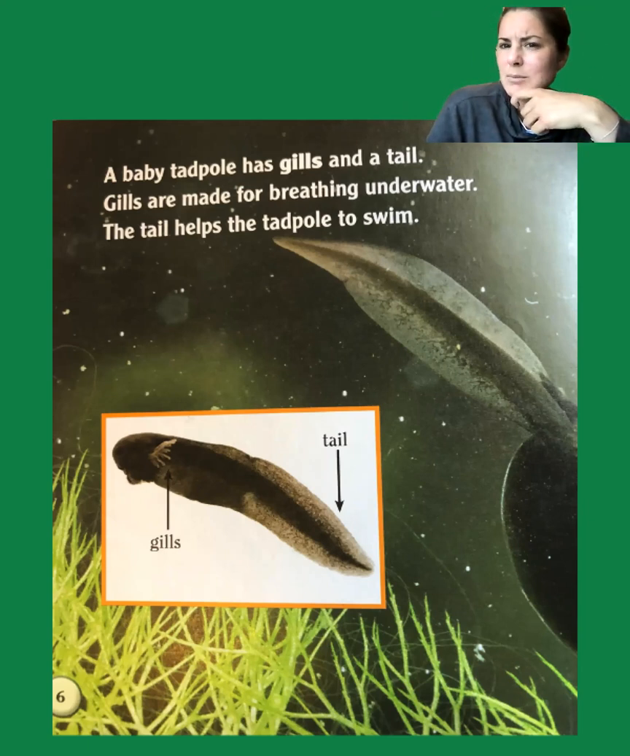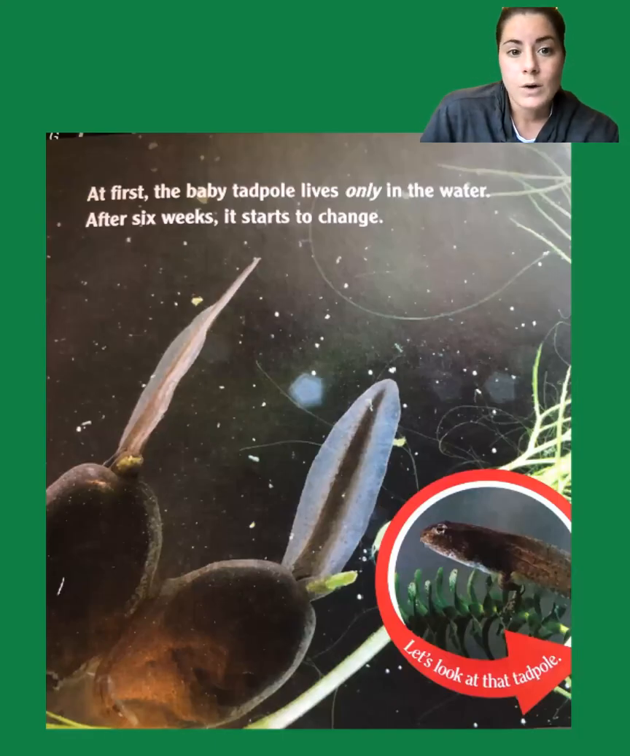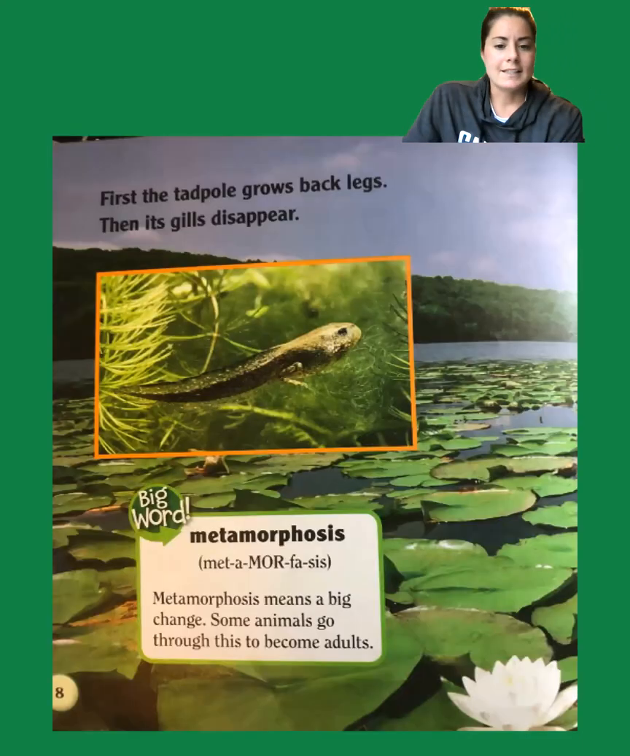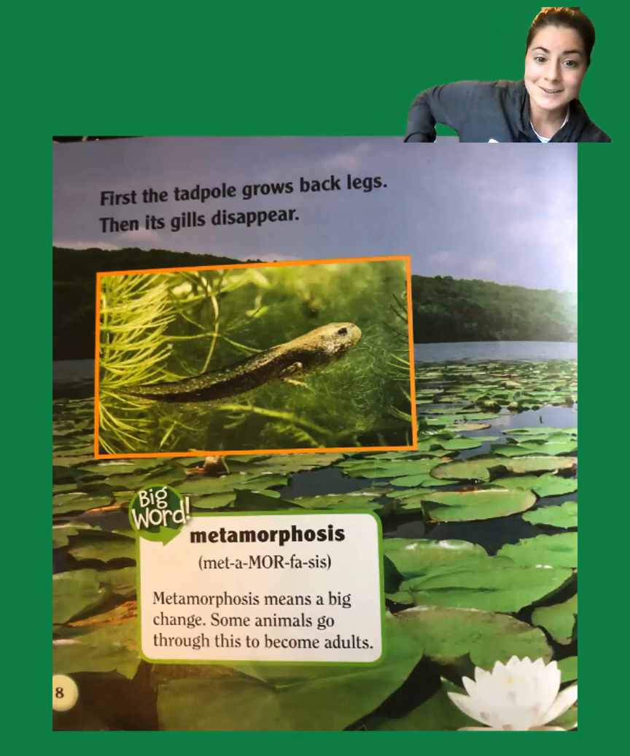So let's keep going. At first, the baby tadpole lives only in the water. After 6 weeks, it starts to change. Okay, so here's another picture with a caption of a tadpole. Wow, it kind of looks like a fish, doesn't it? Now, if there wasn't a caption there, I would think they were just showing us a close-up picture of a fish. But it's a tadpole. Cool. All right, let's see. First, the tadpole grows back legs. Then its gills disappear. Whoa. Part of its body disappears. Its gills where it breathes.